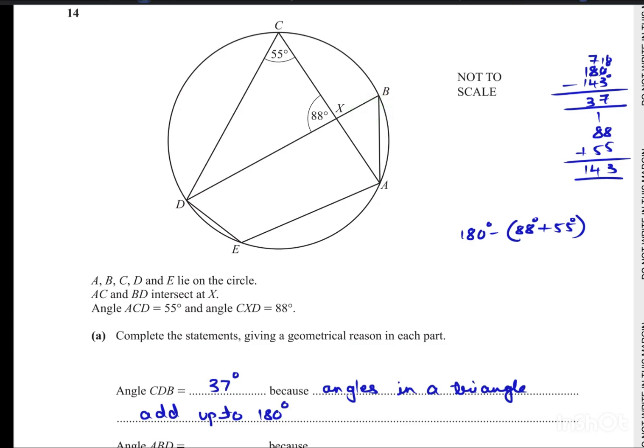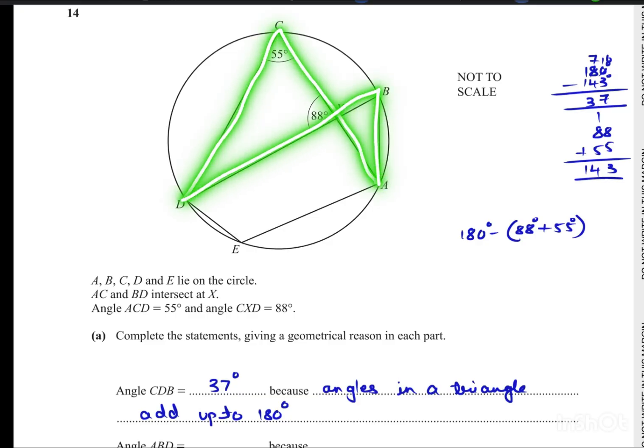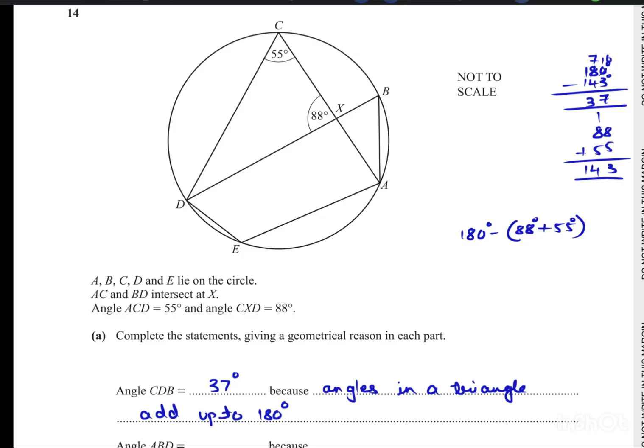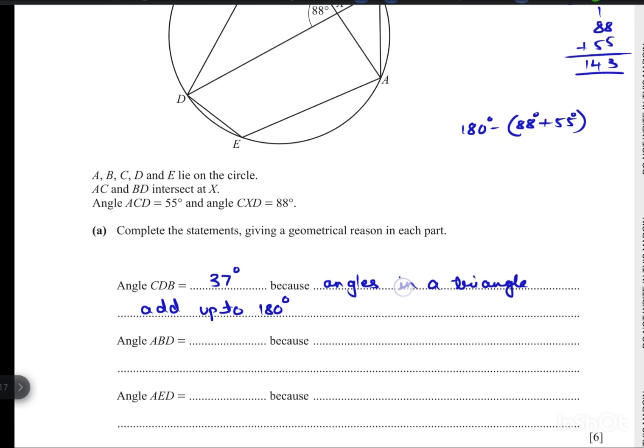Now angle ABD will be also 55 degrees because angle in the same segment. This angle and this angle are in the same segment, so they will be equal. So angle ABD is equal to 55 degrees, and the reason is angles in the same segment are equal.